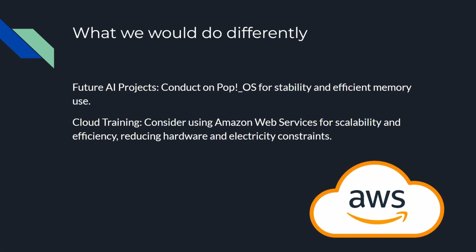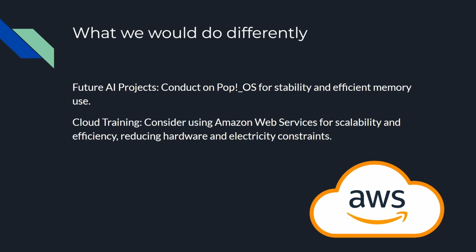Going forward, what we would do differently. We plan to do all future AI projects in Pop!_OS, as it proved to be more stable for the machine learning pipeline compared to when we were working with WSL. Linux offers robust solutions in a very lightweight package, which is very crucial when every bit of memory is accounted for and needed.